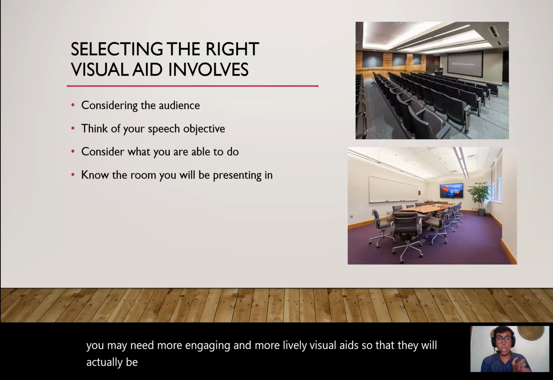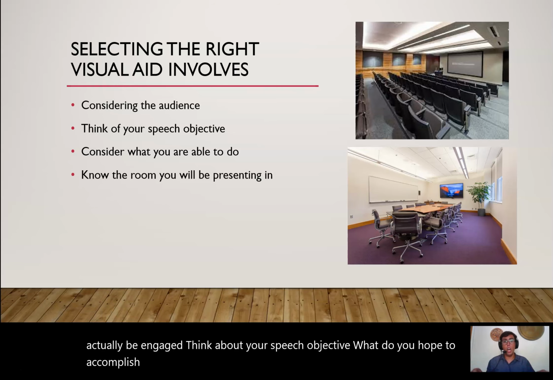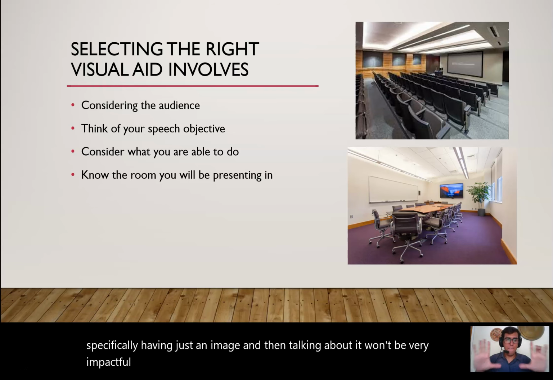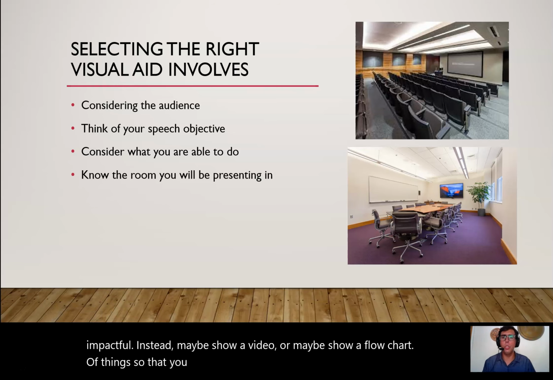Think about your speech objective. What do you hope to accomplish? If you want the audience to understand how to do something specifically, having just an image and then talking about it won't be very impactful. Instead, maybe show a video or maybe show a flow chart of things so that you are then showing how to do it. Also, consider what you are able to do in the situation.